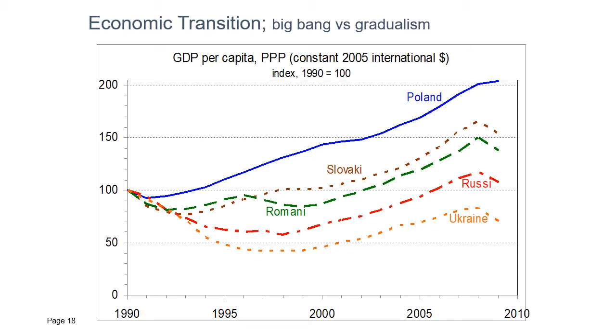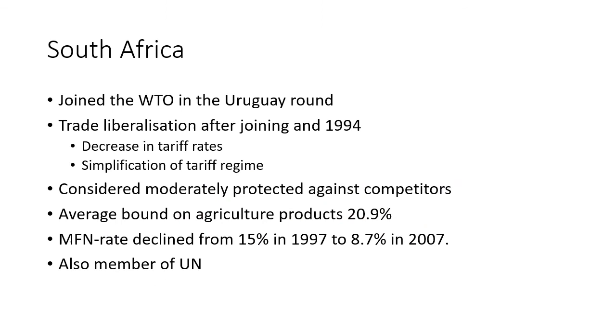And that would give a better idea if we looked at trying to average the Big Bang approaches, their gains in GDP, and then comparing it to the average of all those that applied a gradualism approach. If we look at South Africa as an example, they're a member of the World Trade Organization and a member of the United Nations. They joined the World Trade Organization during the Uruguay rounds.